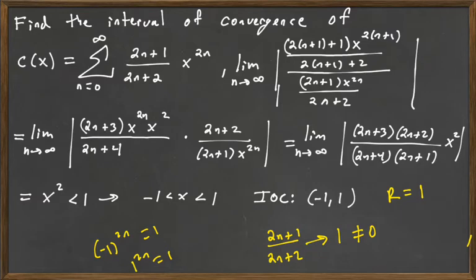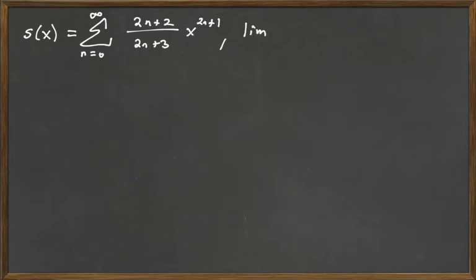Okay, so that's our power series c of x. We're going to look at a power series s of x. So s of x is going to be equal to the sum n equals 0 to infinity of (2n plus 2) over (2n plus 3) times x to the 2n plus 1, and we're going to apply the ratio test on this one.